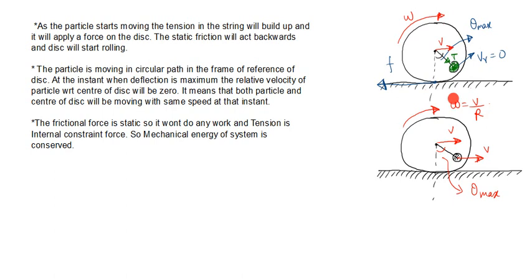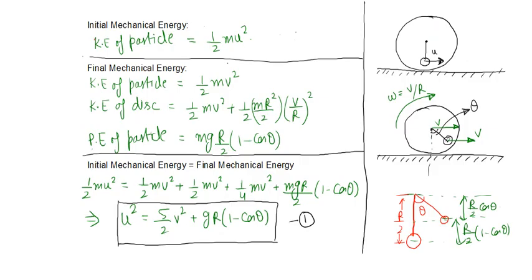This is a very common mistake which all the students commit whenever I give this problem to them. So now what will I do? Now I have one equation and I have two unknowns. One is v and one is theta. So I need to find one more relationship so that I can find out v and theta.